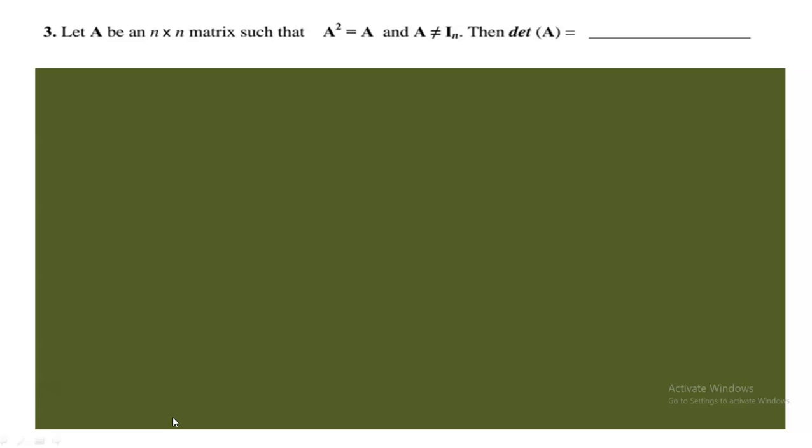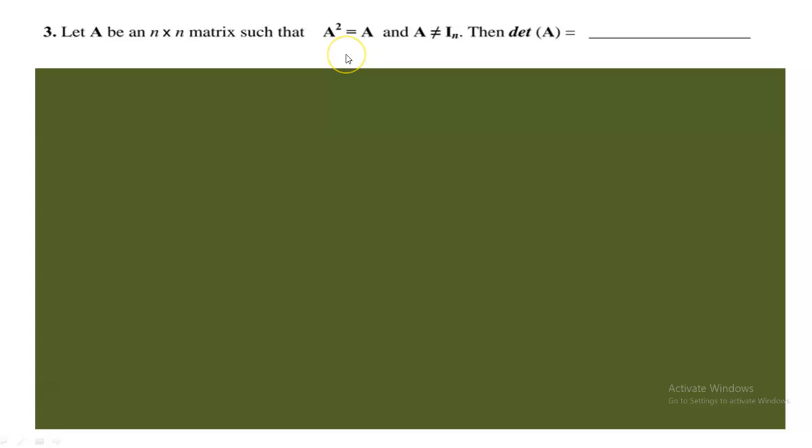Okay students, let's proceed. Now comes question number 3. Here you are given a square matrix of size n by n, and you have also been told that the square of this matrix is A, that is, the matrix itself, and this matrix is free from the identity one. Then you are asked to determine the determinant of this matrix.